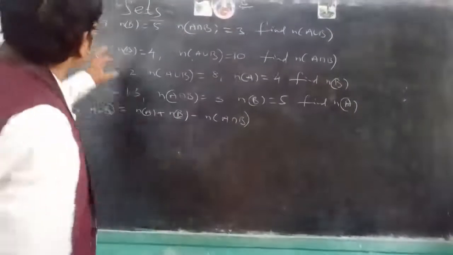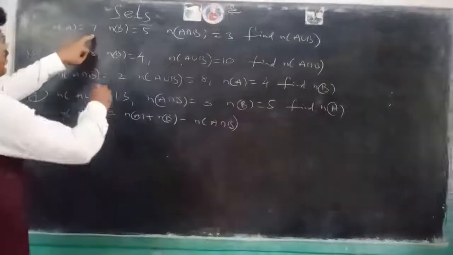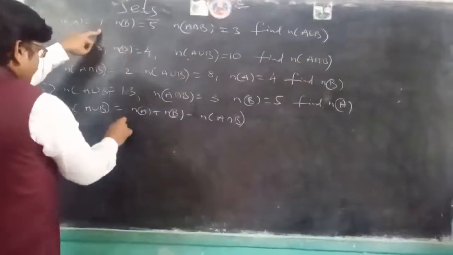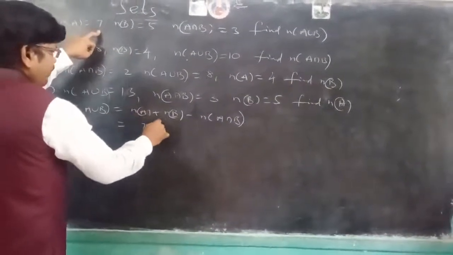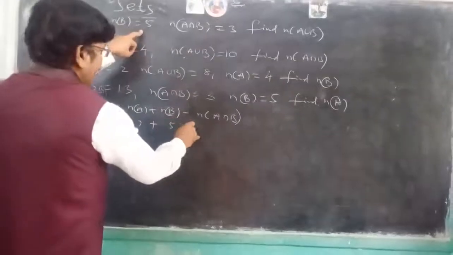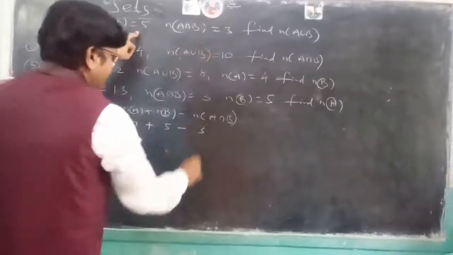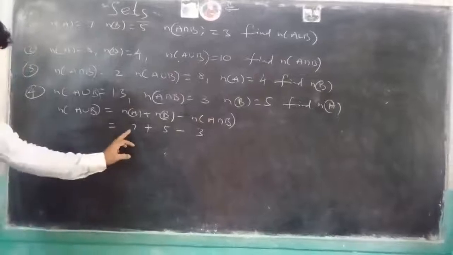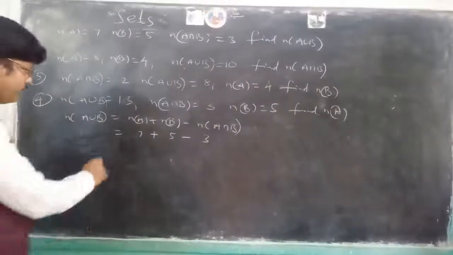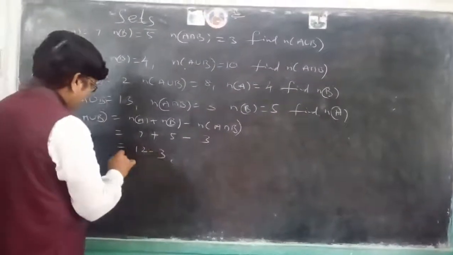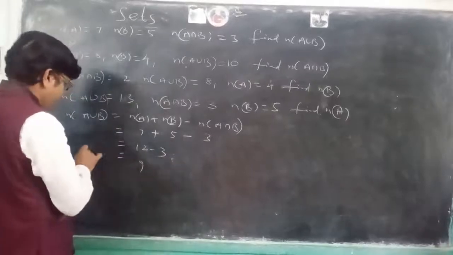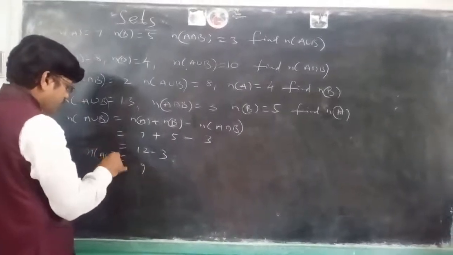The substitution here: N of A, what? N of A is 7. Substitute N of A 7 plus N of B 5 minus N of A intersection B 3. 7 plus 5, 12. 12 minus 3, 9. N of A union B equal to 9. That's it.